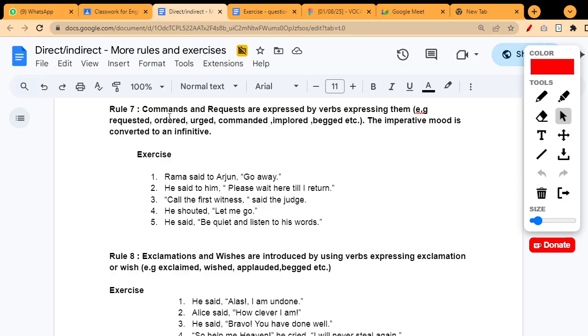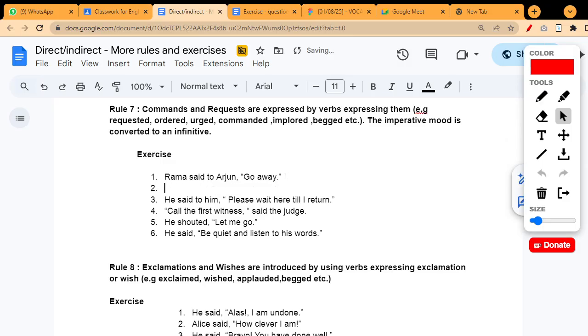Next rule is commands and requests are expressed by verbs expressing them. So verbs expressing them means commands. Somebody can order, you can request, you can command, whatever. So basically the sentence should tell us that it was a request, or it was a command, or it was an order by somebody. For example, Rama said to Arjun, go away. Okay, now this could be a request also, it could also be an order.